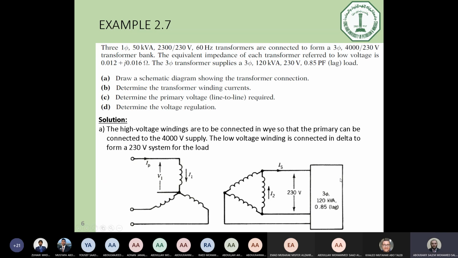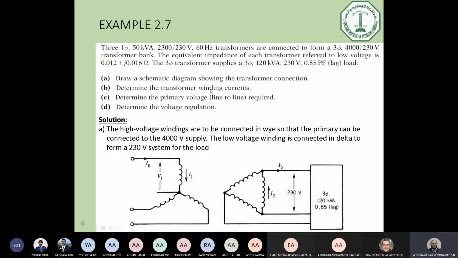And here we have our load. Whatever the connection of the load, we don't care, it's not mentioned in the problem. However, we know only the apparent power needed and the power factor. And this is the line-to-line voltage needed here. And this is the secondary connection of the 3 single-phase transformers.